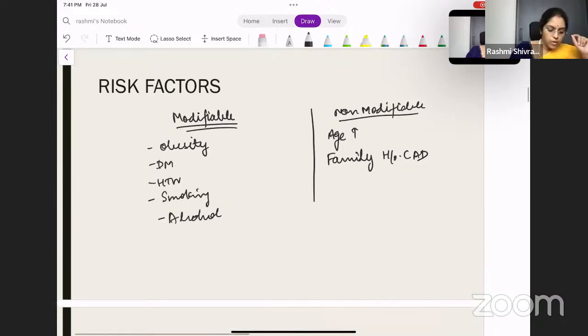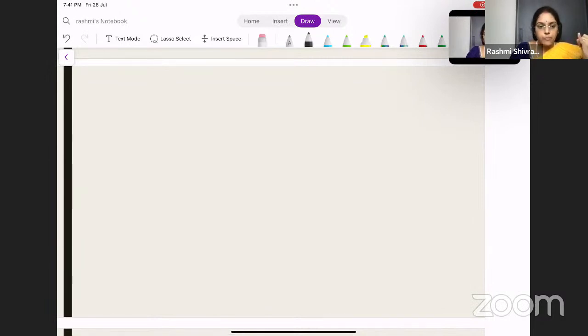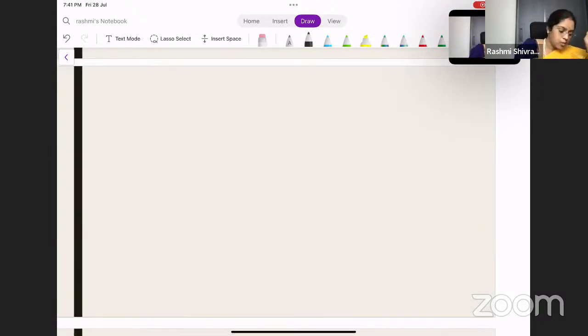Okay, so let's move on now. We'll see what all comes under acute coronary syndrome. So what do we mean by acute coronary syndrome? We have learned many conditions like stable angina, unstable angina, Prinzmetal angina, NSTEMI and STEMI. There are 5 things. So what happens exactly in all these 5 things is what we need to learn now. Okay, so let's start. The first one is stable angina.